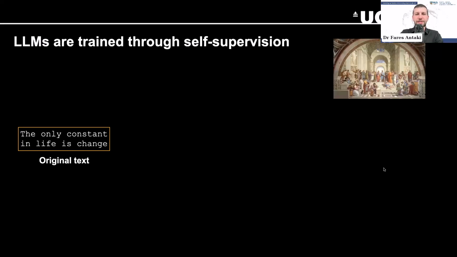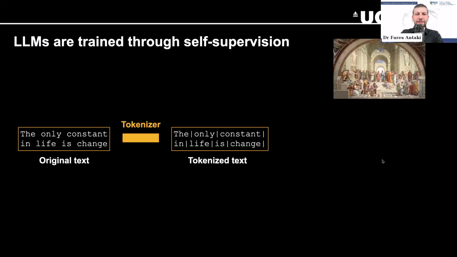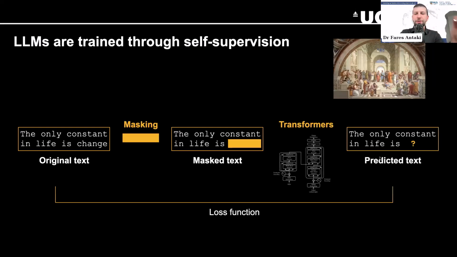A simple way to understand how they work, let us take this simple example. A quote by Heraclitus, a Greek philosopher, that says, "The only constant in life is change." That text is tokenized, so split into different parts of text, small vectors that can be words, can be parts of words, can be letters. In this case, it happens to be different words, and one of the tokens is masked. So let's say the word change, and then we train a model to predict that next word.